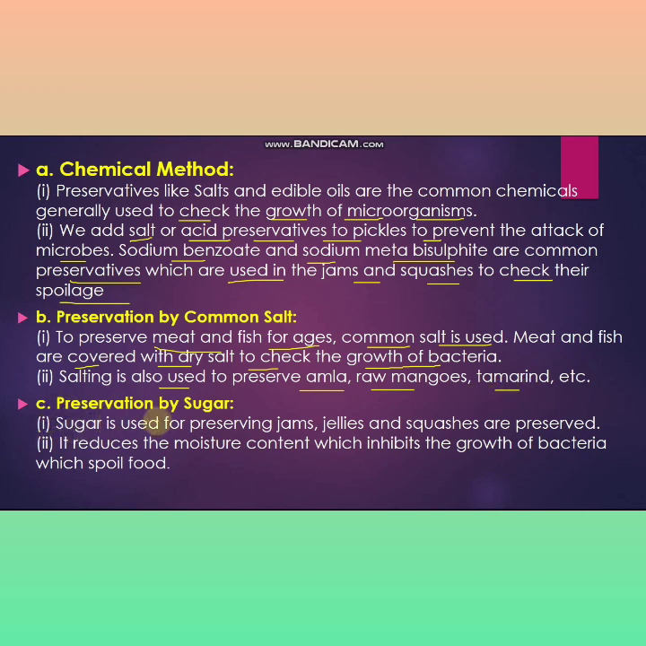Next is the preservation by sugar. Sugar is used to preserve jams, jellies and squashes. It reduces the moisture content, which inhibits the growth of the bacteria which spoil our food. So it is very important that sugar reduces the moisture content of the food, due to which the growth of the bacteria is inhibited.